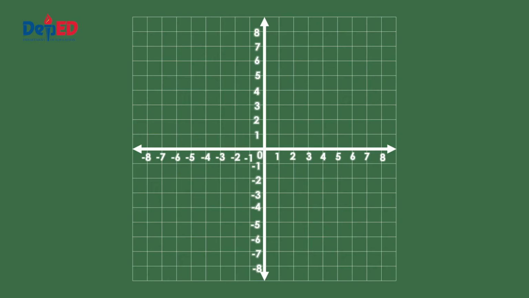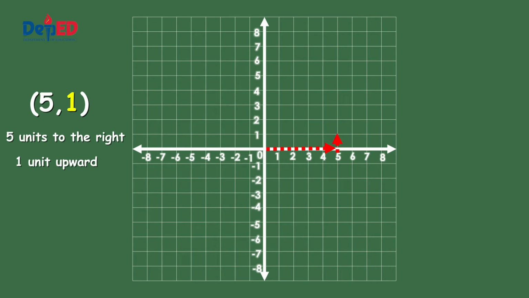Let's now graph the line that passes through (5, 1) and (0, 6). And we'll do it one by one. Plot first the point (5, 1). The x-coordinate is 5, so 5 units to the right from the origin. Then, 1 unit upward since the y-coordinate is positive 1. This is now the point (5, 1).